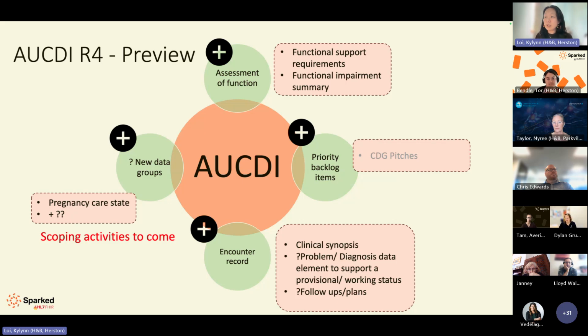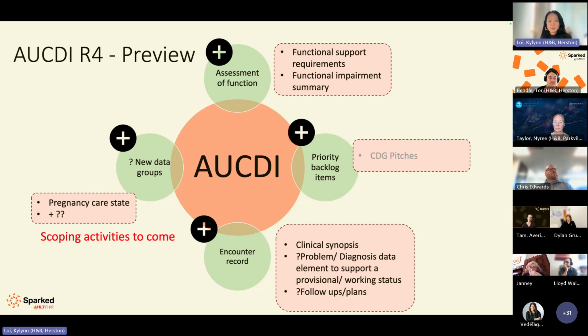In terms of R4 content, we don't know. We have a couple of things that are holdovers from R3, which is assessment of function. And we know that the pregnancy stuff has come all the way from e-requesting, that's been a high interest one, and so there's been a little bit of work being done. So we'll eventually like to present that to the CDG for inclusion within AUCDI R4, and also the encounter record stuff. So the things that came up in the CDG face-to-face, clinical synopsis, and some of these other ones we would like to include as well.